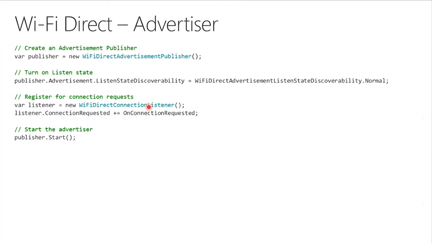We do that by instantiating an object of the Wi-Fi Direct connection listener class. We assign a callback to the connection requested event handler, so when a connector tries to connect to the advertiser, this event handler is fired. We'll take a look at the connection handler event code in the next few slides. The final step in starting the advertiser is to call the start method on the publisher. That's it. At this point, your advertiser is advertising over Wi-Fi and is ready to accept incoming connection requests from the connector.